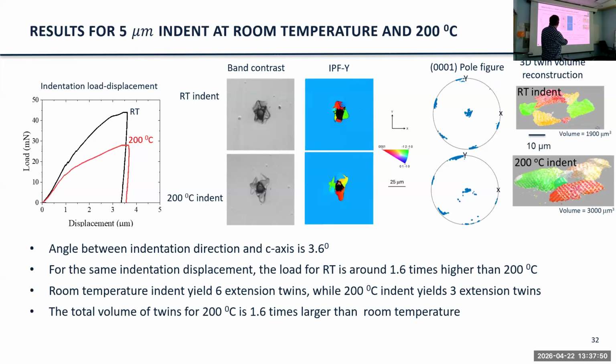So in this case, the angle between the indentation direction and the c-axis is 3.6 degrees, very close. The load's about 1.6 times higher at room temperature. And we see these different number of twin variants and the volume of the twins.